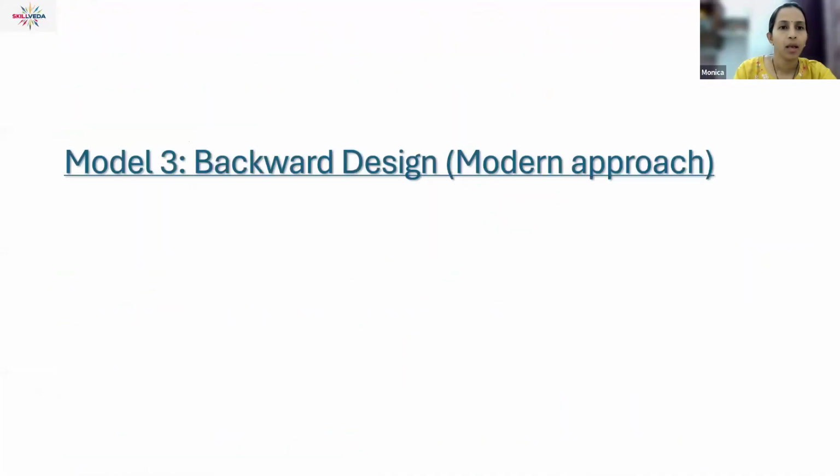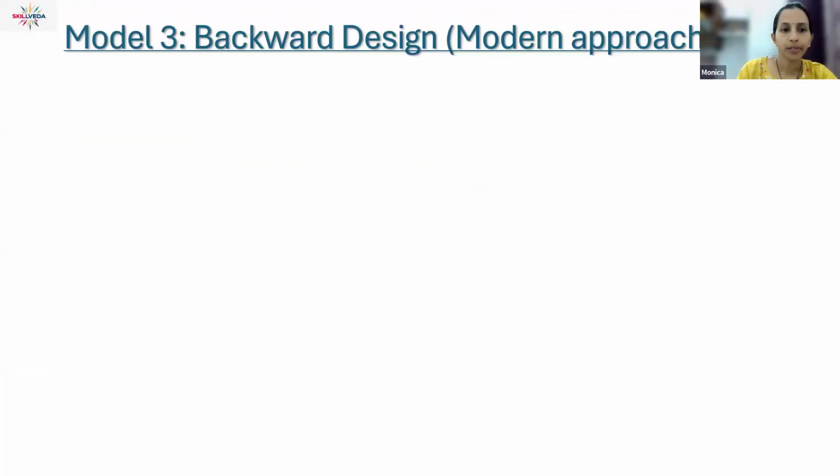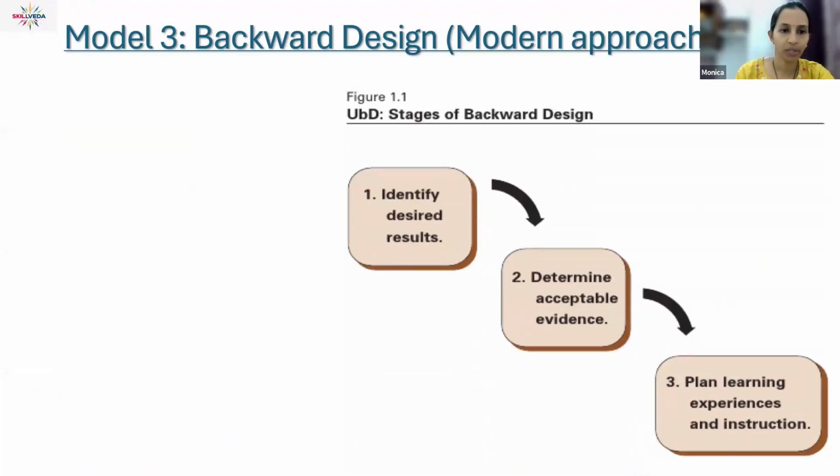Okay, fine. So the third model is the backward design model. This is a modern approach. This is outcome-focused planning. Another name for this is the UBD method. UBD means Understanding by Design. It focuses on planning lessons by starting with the end in mind. Okay, so we are keeping the end in mind. Instead of beginning with the activities, teachers first decide what students should ultimately understand.